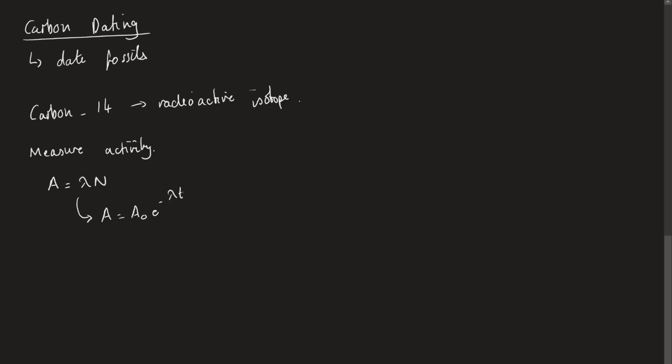Alternatively, we can use this idea of measuring the activity to calculate how many radioactive nuclei are in this source, and we can then use that, along with the N equals N naught e to the minus lambda t equation, to calculate the time as well. And by calculating the time, we can calculate how long this object has existed for.